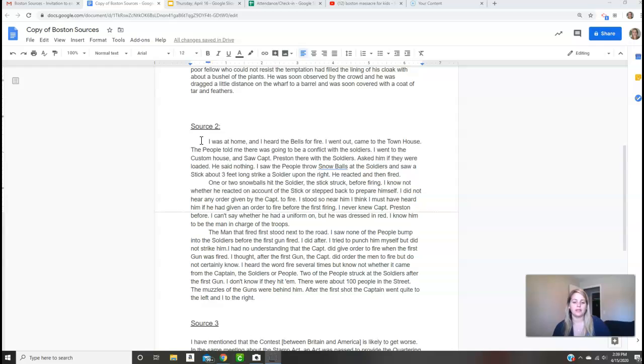I never knew Captain Preston before. I can't say whether he had a uniform on, but he was dressed in red. I know him to be the man in charge of the troops, and red was the color that the British soldiers wore.